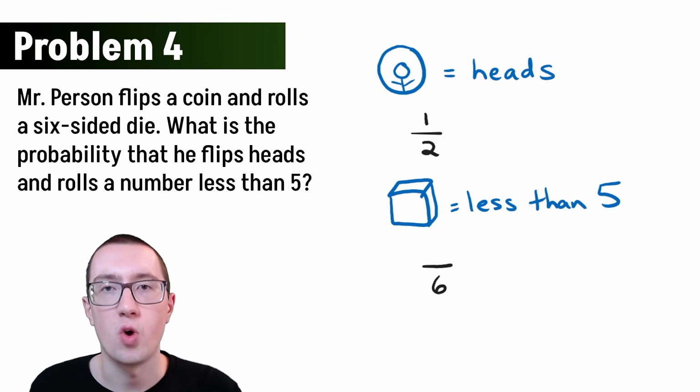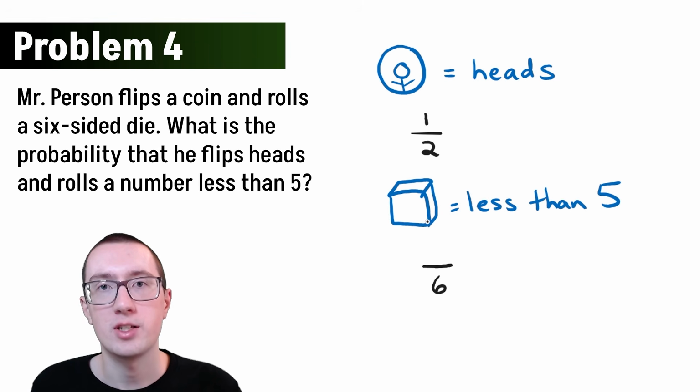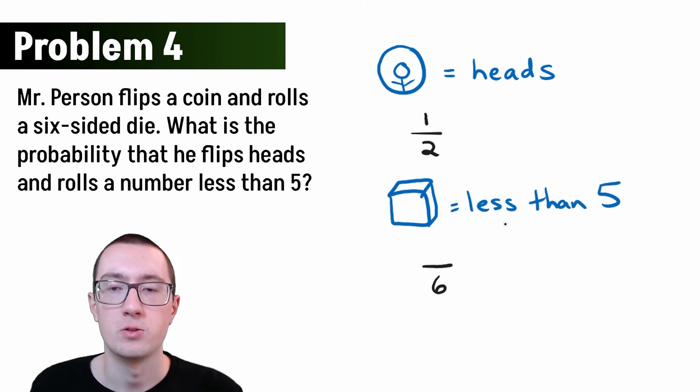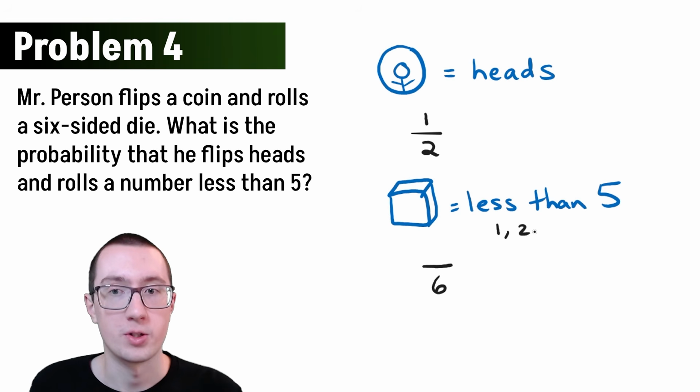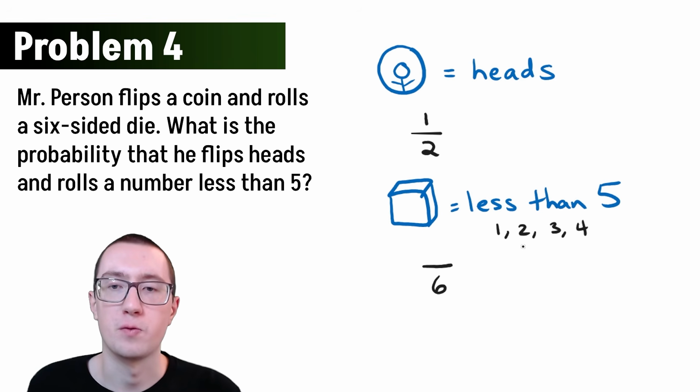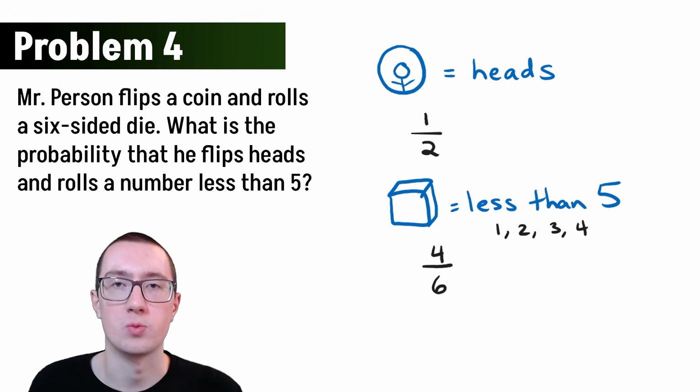But it's not going to be 1 over 6. Out of those 6 possibilities, how many of them would be a success? Well, it's any number that's less than 5. So that would be 1, or 2, or 3, or 4. It wouldn't be 5 or 6 because neither of those are less than 5. So there are 4 possibilities for success out of the 6 different numbers that we can roll.